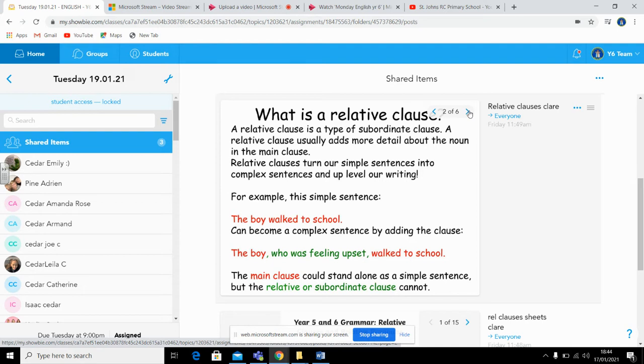So the main clause could stand alone as a simple sentence, but the subordinate or relative clause cannot. So if we take out the relative clause, the sentence makes sense on its own, but the relative clause will not make sense on its own. Who was feeling upset does not make sense on its own.